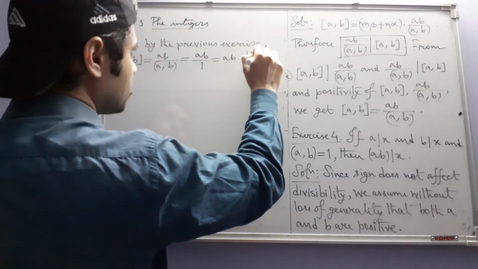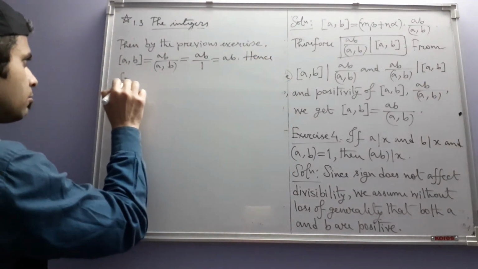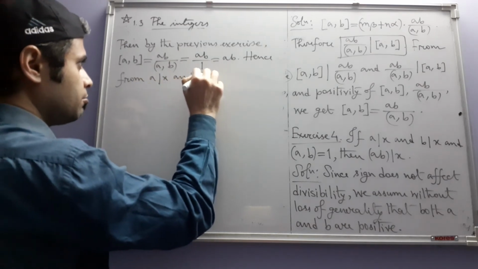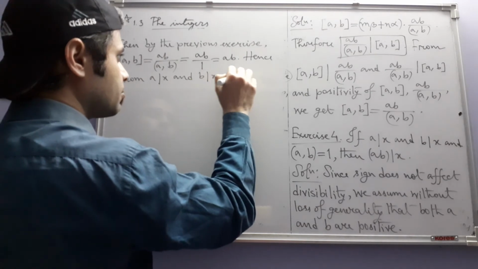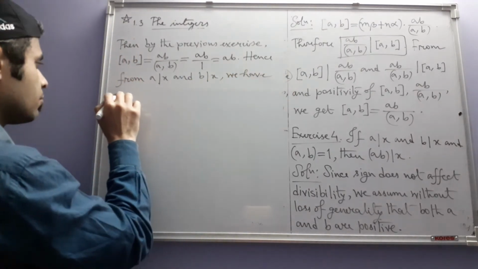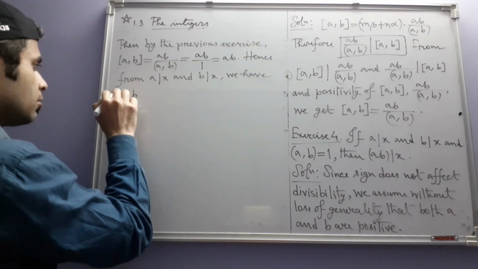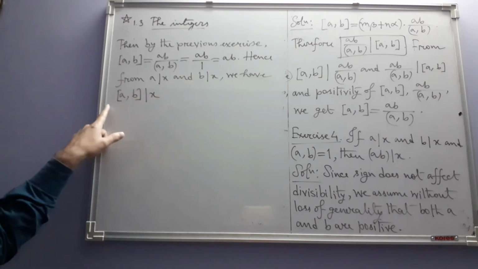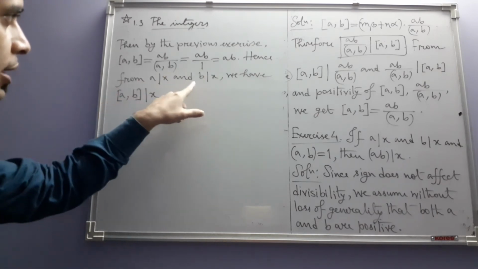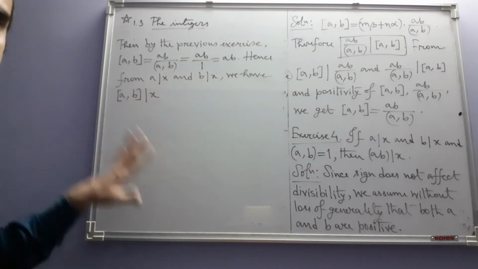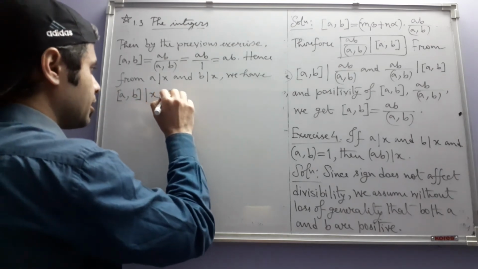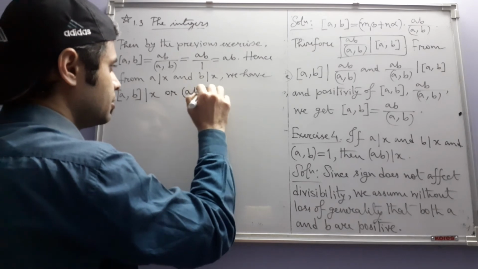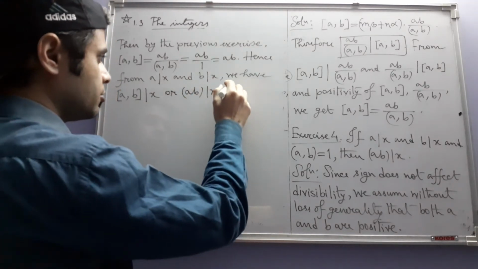Hence, from A dividing X and B dividing X, we have the LCM dividing X. See, this is by definition of LCM. If we have a common multiple of A and B, then that is divisible by the LCM also. But now in our case, the LCM turns out to be equal to AB. So AB divides X, and here the solution ends.